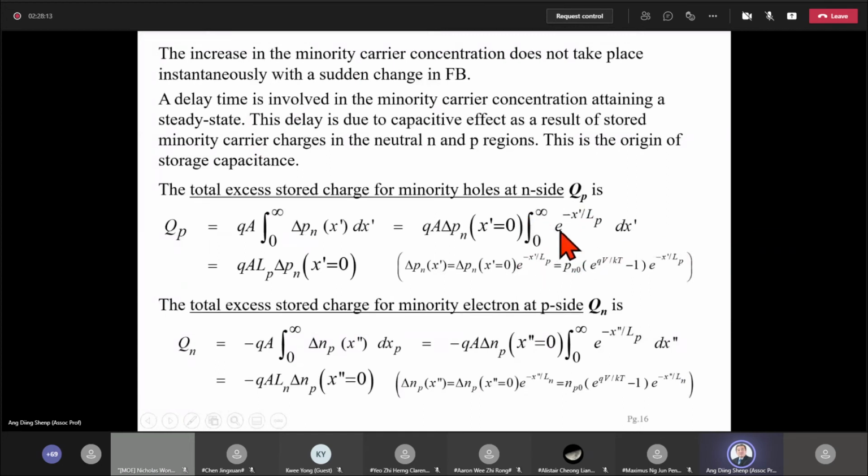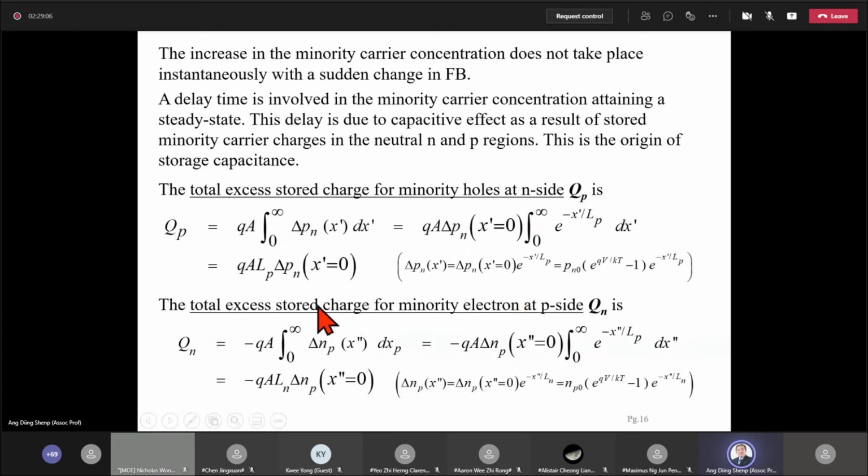Then it boils down to integrating just the exponential of minus x prime over LP. Integrating this exponential function gives you an exponential function multiplied by minus LP. Then you evaluate the integral at 0 and infinity. After you evaluate it, this integral will evaluate to a value of 1. You can check that quite easily on your own. The result that you obtain will be shown here, where the LP term is a factor that you need to introduce when you integrate this exponential function. So this is the final result representing the total excess holes stored at the quasi-neutral N side.